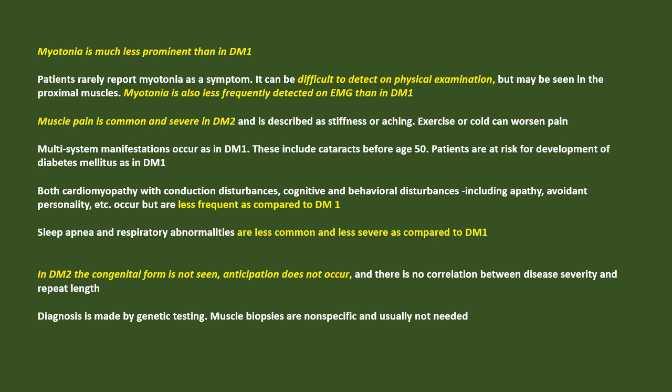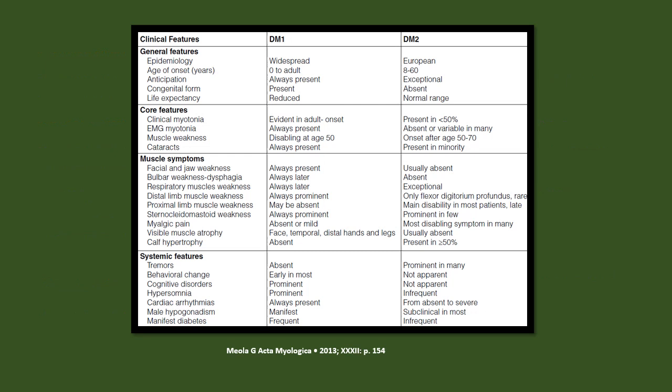In DM2, the congenital form is not seen and anticipation does not occur, and there is no correlation between disease severity and repeat length. Diagnosis is made by genetic testing. Muscle biopsies are non-specific and usually not needed. This figure shows a table which summarizes the major differences between DM1 and DM2.